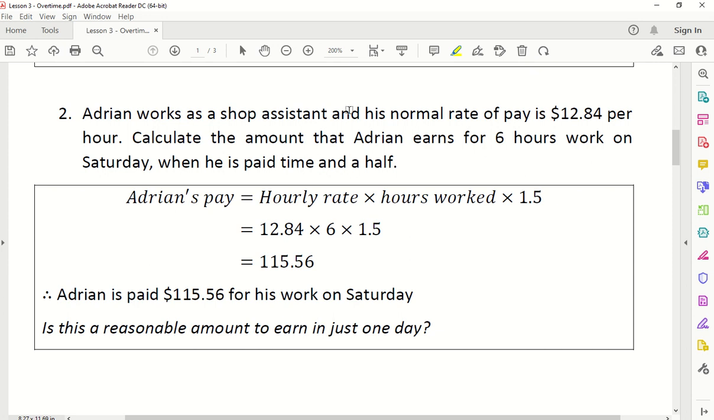Adrian works as a shop assistant, and his normal rate of pay is $12.84 per hour. Calculate the amount that Adrian earns for 6 hours of work on a Saturday where he is paid time and a half.